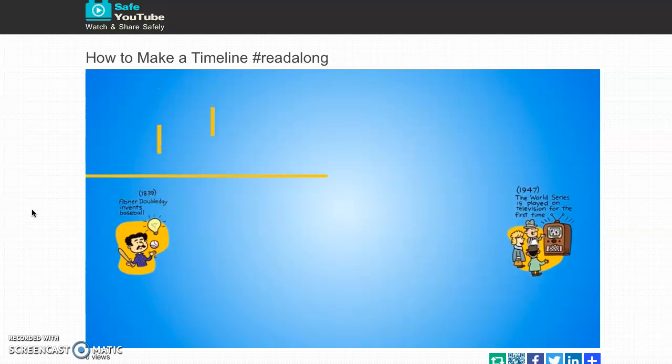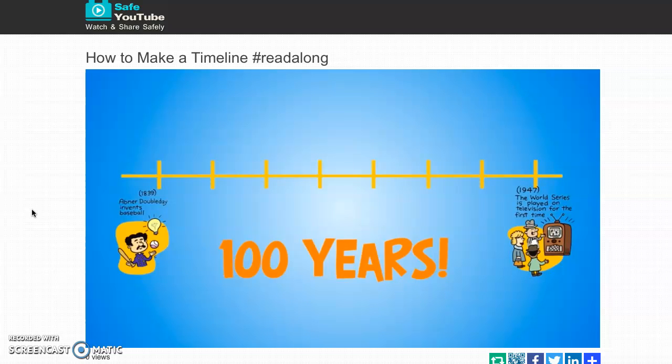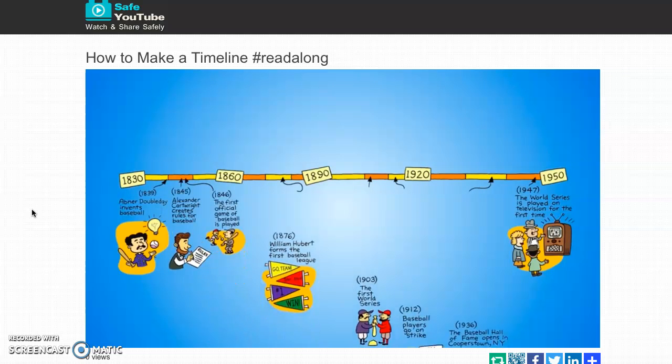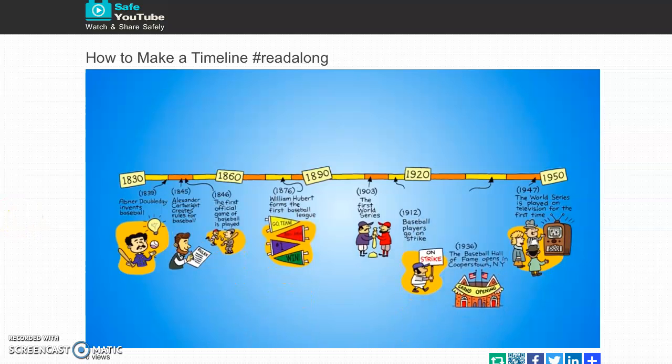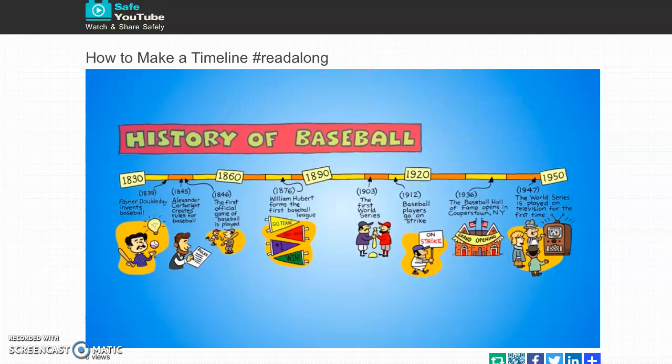Now split the timeline into segments by drawing smaller, intersecting lines at equal lengths apart. Each line represents a unit of time. A unit can be a day, a month, a year, or even 100 years. Label every few units with the year it represents on the timeline. Now add your list of events to the timeline, marking them at the corresponding year. You can make a timeline about anything: the events of your favorite TV show, the founding of the United States, even the history of baseball.